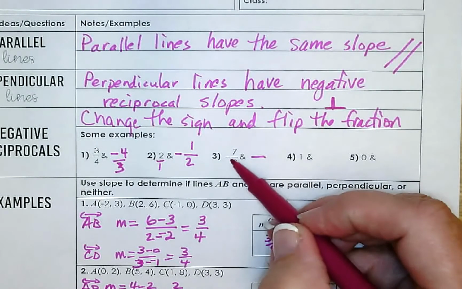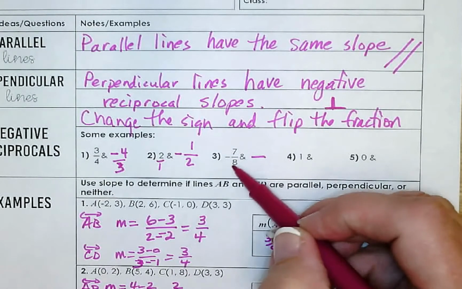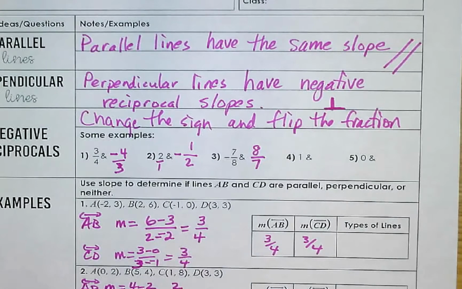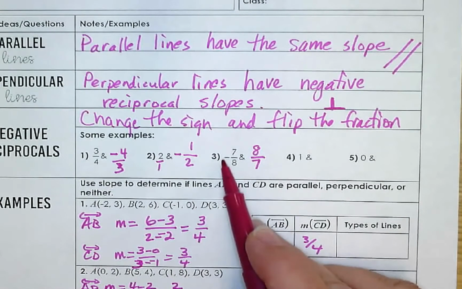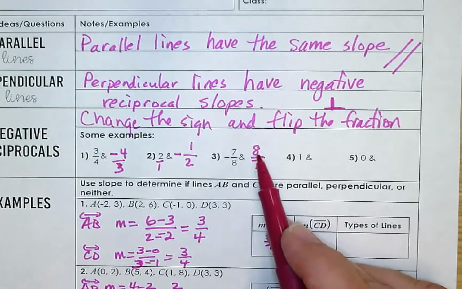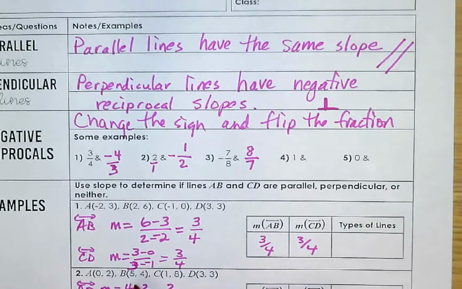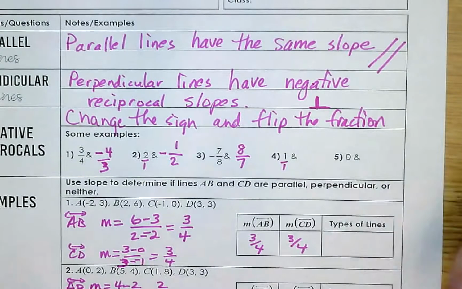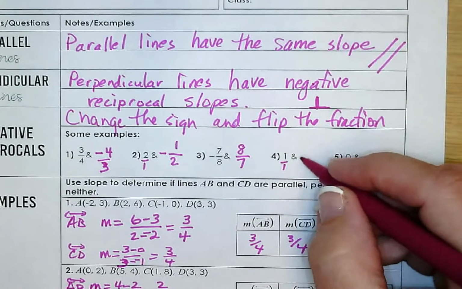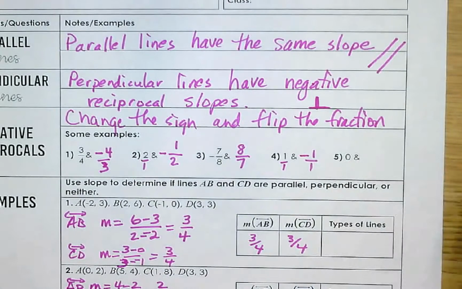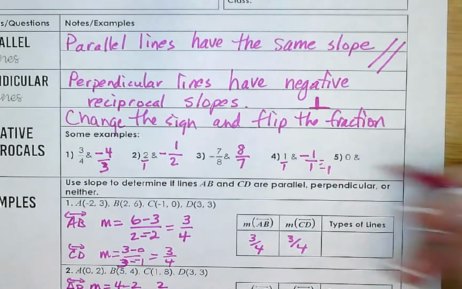The negative reciprocal of negative 7/8 is going to be positive 8/7. So again, if I have a line with a slope of negative 7/8 and another line with slope of 8/7, those two lines are going to be perpendicular to each other. 1, I can say over 1, I guess, its negative reciprocal is going to be negative 1/1, or just negative 1.